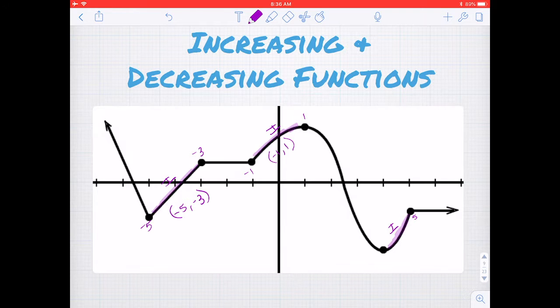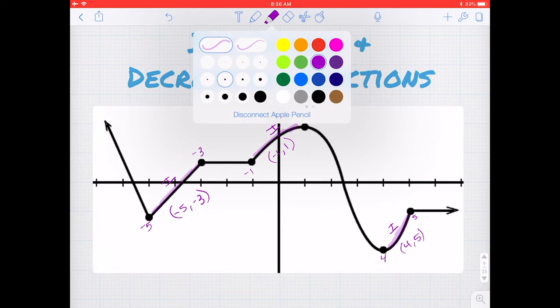And let's see, 1, 2, 3, 4. So this next interval looks like it is from 4 to 5. Oh, I'm sorry, that looks not nice. All right, there we go. Awesome.